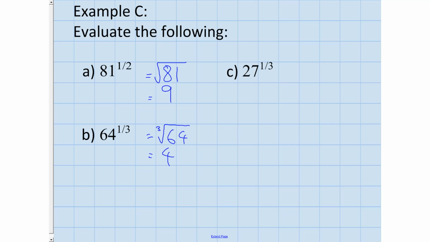And finally C, 27 to the power of a third. Well, a third again means cube root. So it's the cube root of 27. What cubed is 27? Well, that's 3.